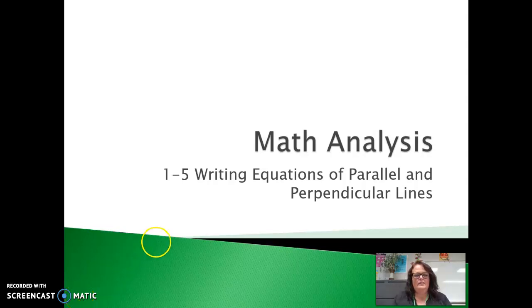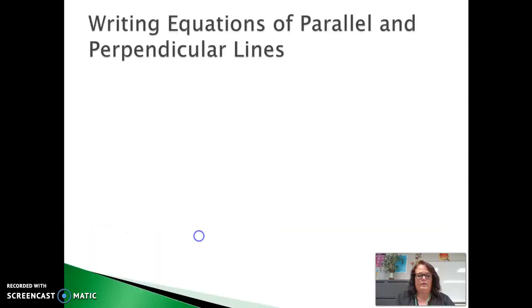All right, welcome to lesson 1-5. This is going to be an extension of lesson 1-4, where we're going to take it a little bit further, and instead of just knowing the slope, we're going to be able to write equations based upon knowing maybe the slope of another line, or seeing if things are parallel and perpendicular.